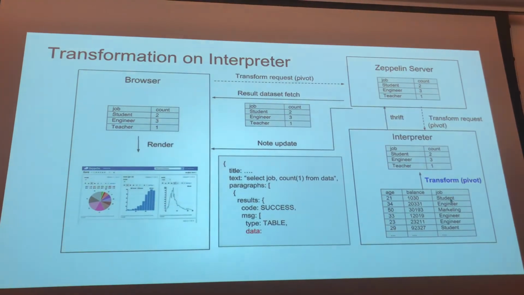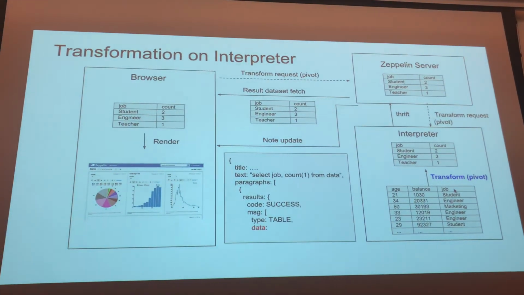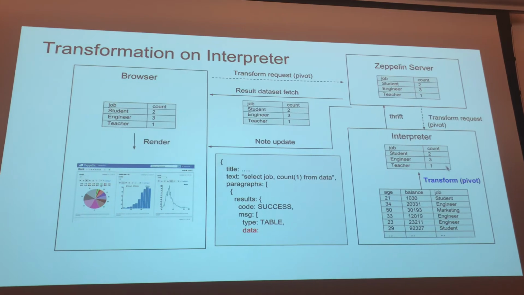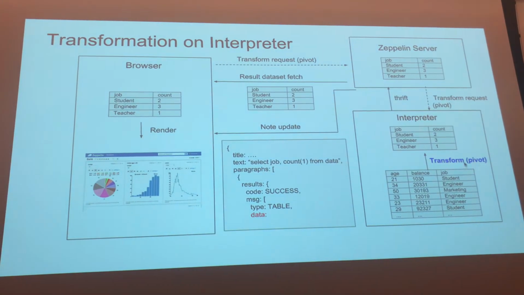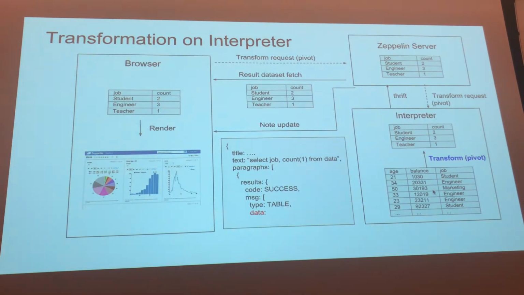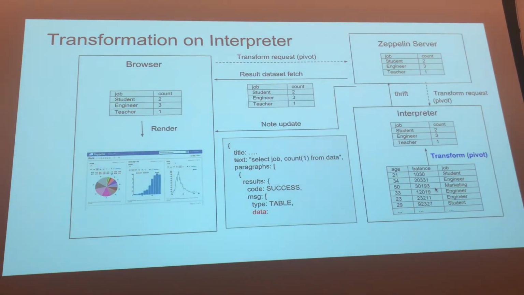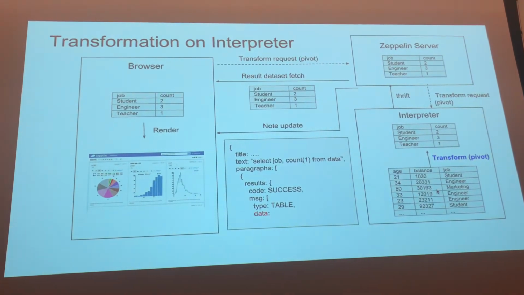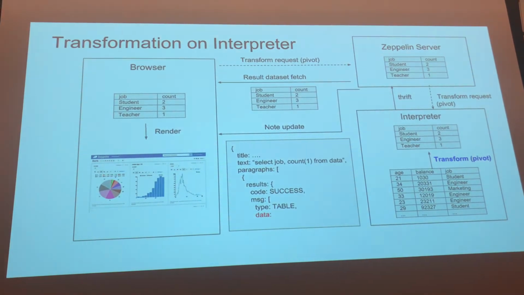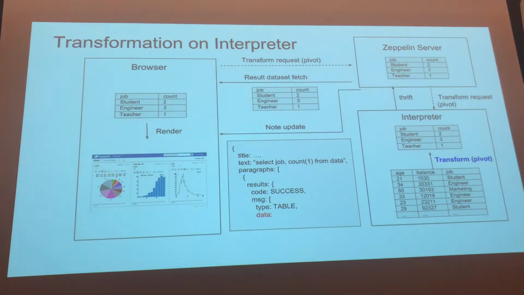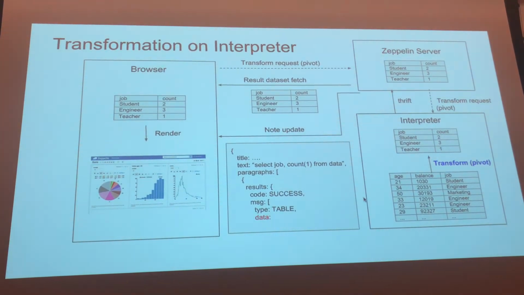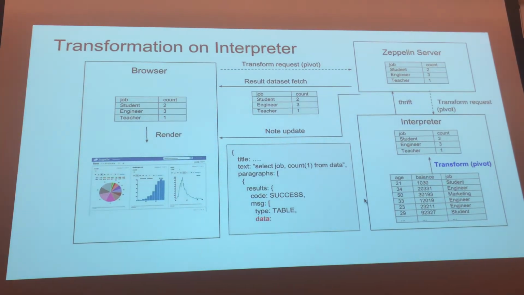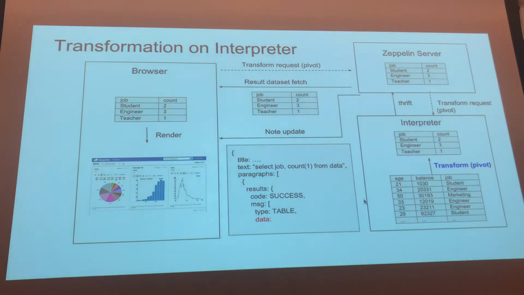So a better, improved version will look like this. The interpreter has a transform capability. As soon as data is returned from the Spark cluster, for example, the interpreter transforms the data and passes it all the way to the front end. And we can even have a further improvement on that.